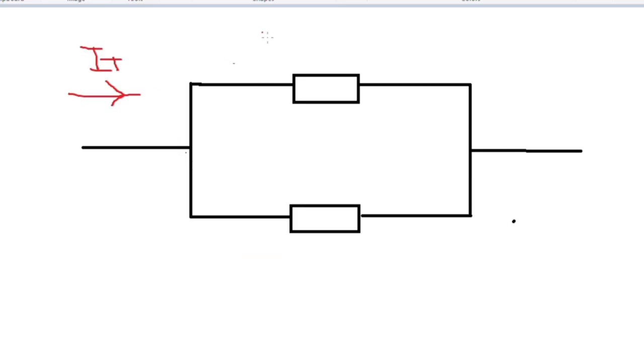Because there are multiple branches, the current has more than one path to travel. So when it reaches a junction, it splits between the branches. As you can see here, we have I total. So I total reaches this junction right here, and it splits into I1 and I2.